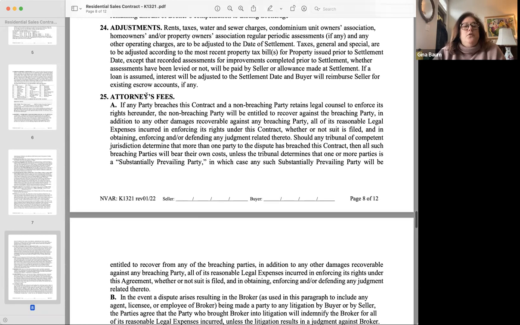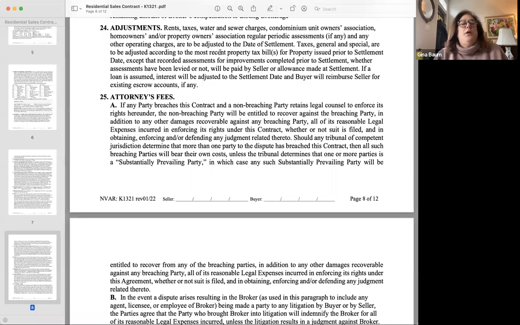Paragraph 24 is about adjustments, right? So if your settlement is in the middle of the month, you do not want to pay that full month of taxes. So rents, taxes, water, sewer charges, condominium unit association, homeowners, property owners association, regular periodic assessments, if any, and other operating charges are to be adjusted to the date of settlement.